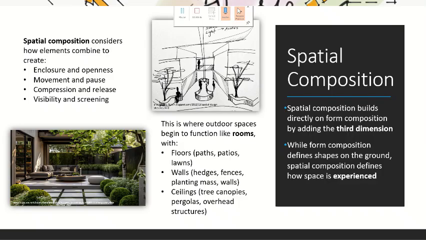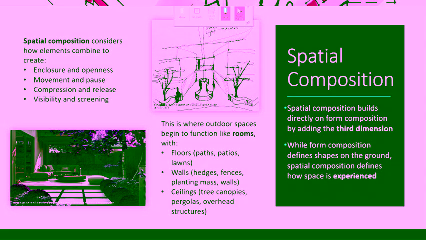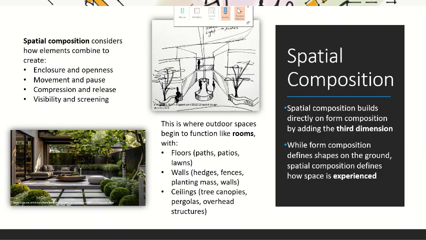How do you transition from a form composition to a spatial composition? Once you establish your shapes on a two-dimensional piece of paper on that horizontal layout, then you are going to think about what can I do to this site? What else can I add to this site to make it come alive? How is it going to feel when it's in use? And this is where spatial composition begins.